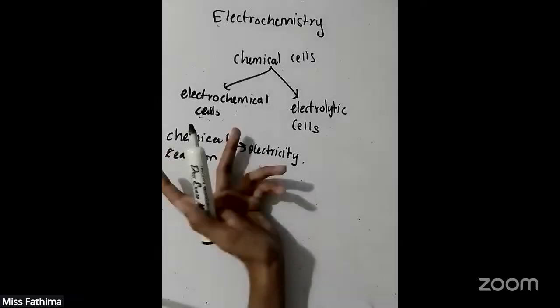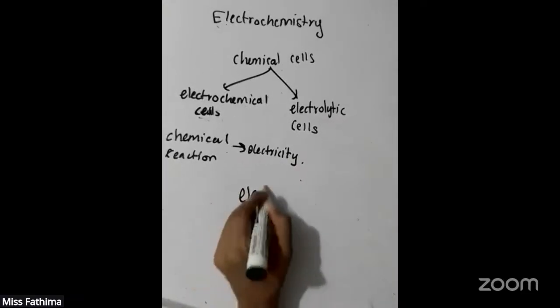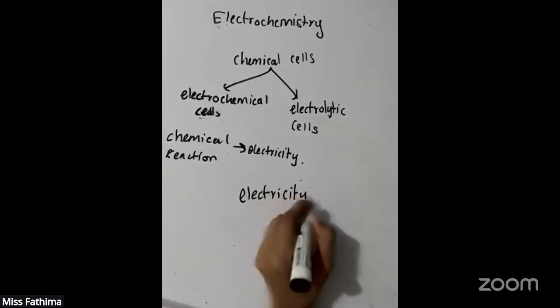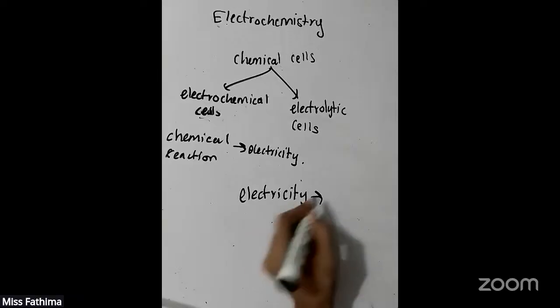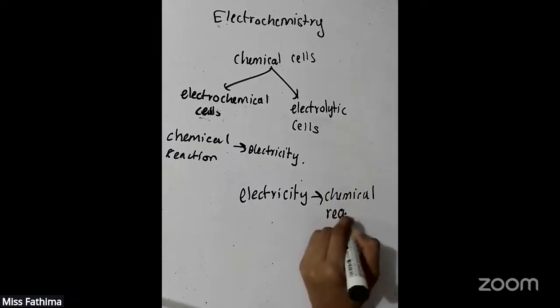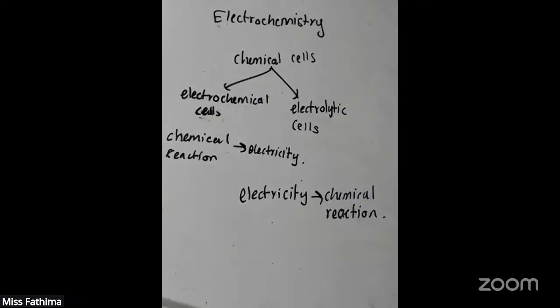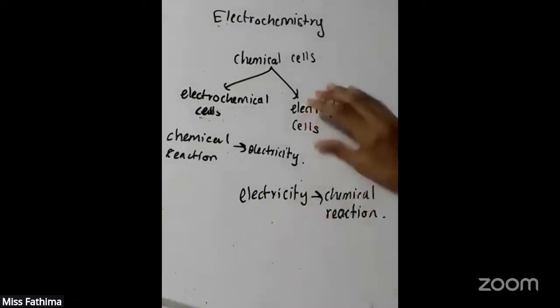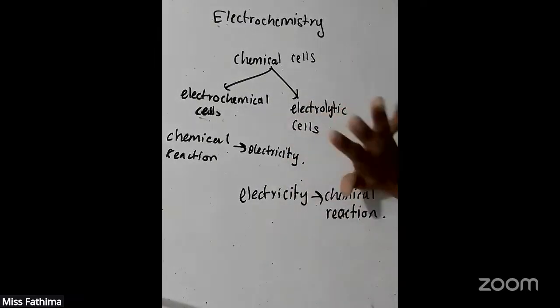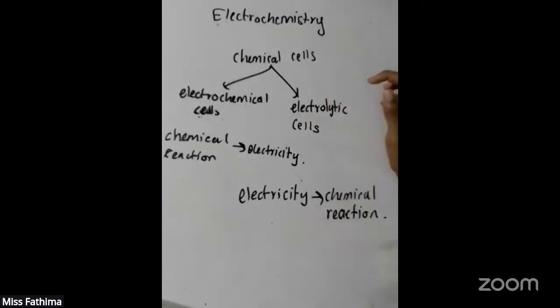Electrolytic cell is the opposite of this. Due to electricity, there are some chemical reactions taking place. Due to electric charge, some chemical reaction can occur. Those types of cell which do this process, you call it as electrolytic cell. In today's class, we are not going to study about electrolytic cell. We are going to focus on electrochemical cell. Okay. We'll start.